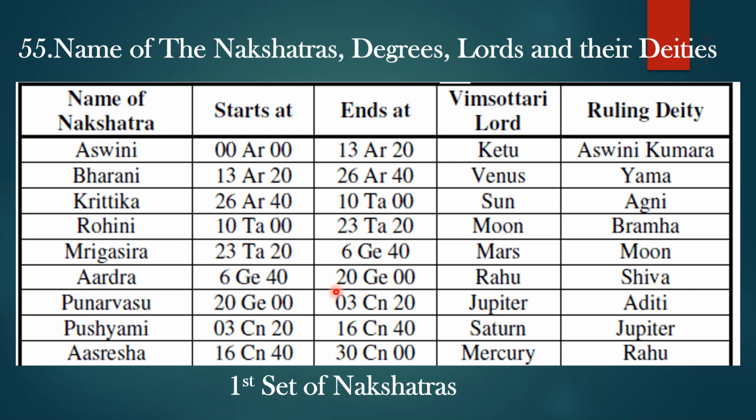So this is what I made here. It's the first set of nakshatras. The names of the nakshatras here are Ashwini, Bharani, Kritika, Rohini, Mrigashirisha, Arudra, Punarvasu, Pushya, and Ashlesha. We call Ashlesha Ayilya also. So this is nine: 1, 2, 3, 4, 5, 6, 7, 8, 9 nakshatras. This is one set.